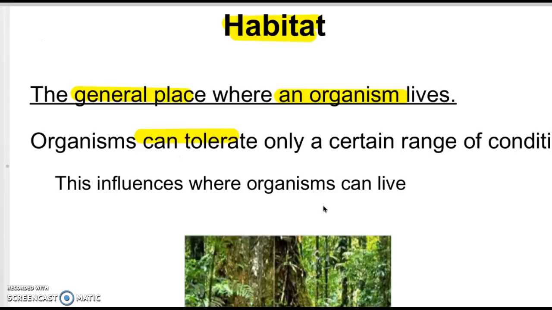Okay, so habitat. Habitat is a place where organisms live. It's usually a general place in the ecosystem, yet specific to where they live in the environment. And there is this word called tolerance. An organism can only tolerate a certain range of conditions. So something that lives in the desert can't tolerate going to a rainforest.